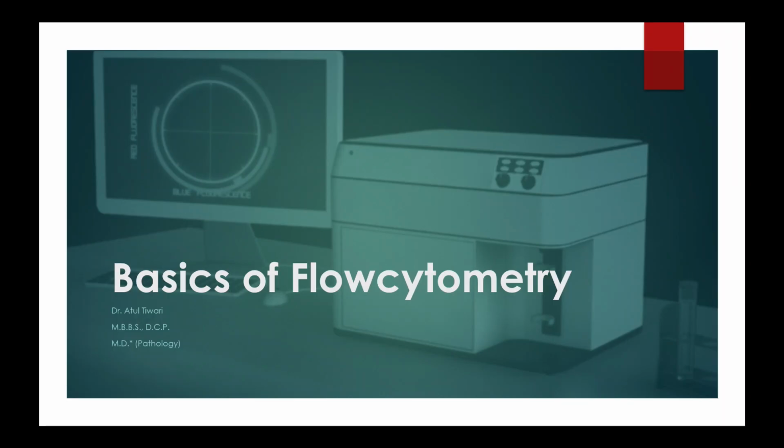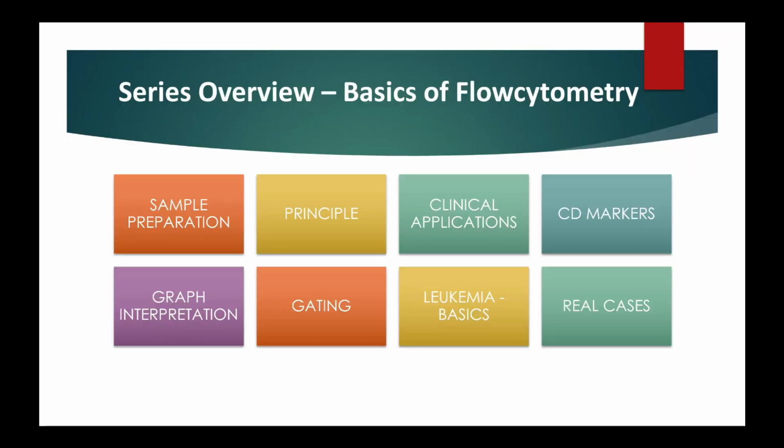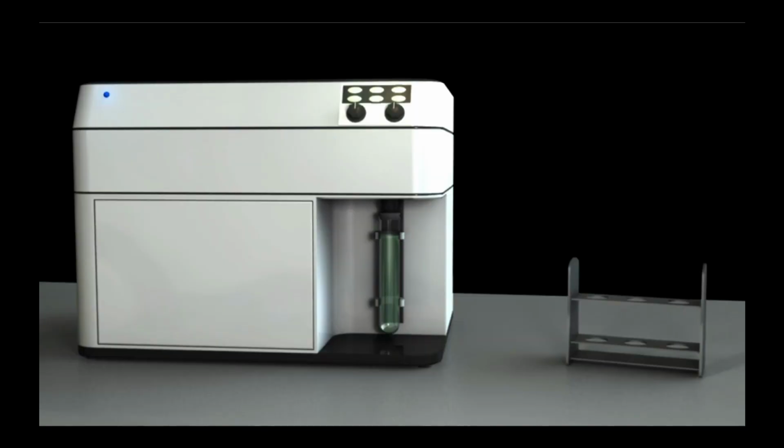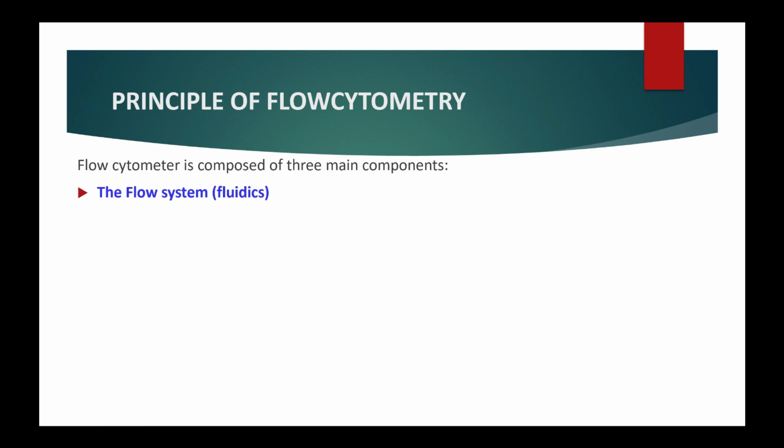Let us continue our discussion on basics of flow cytometry. In this video, we will discuss the basic principle of flow cytometry. So let us begin. When the sample is acquired in the machine, it would do certain things on the basis of its principle, which has three main components. That is, the flow system, also known as fluidics, the optical system, also known as light sensing, and lastly electronic system, that is signal processing.